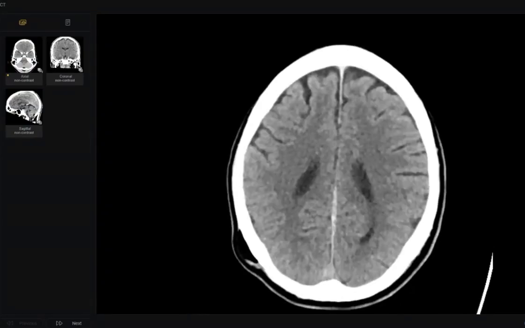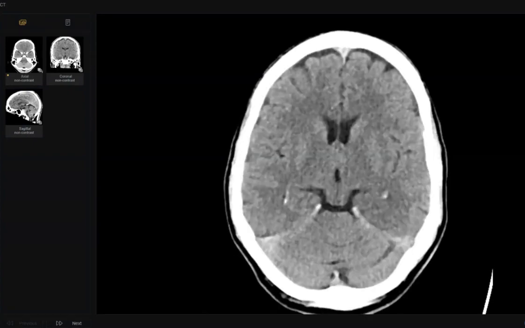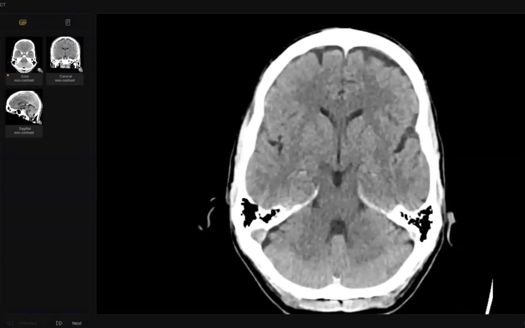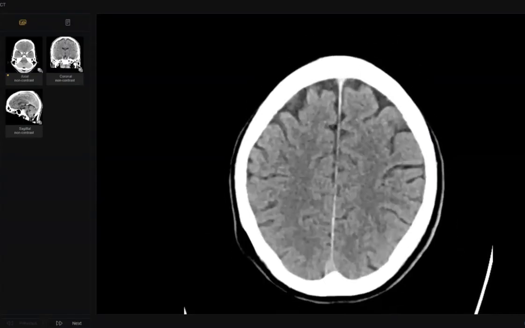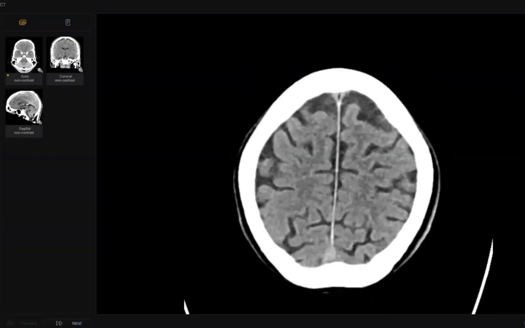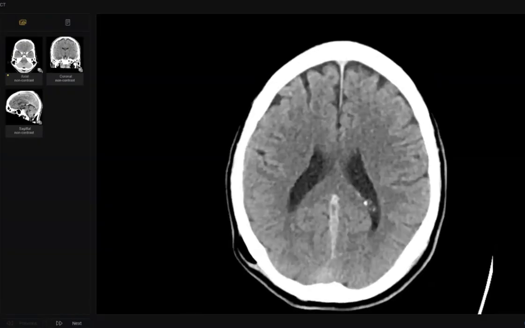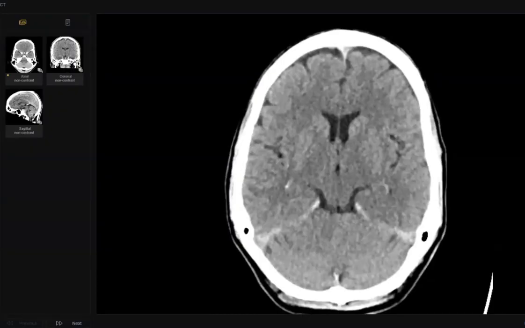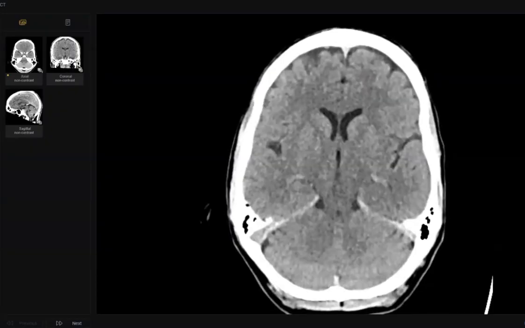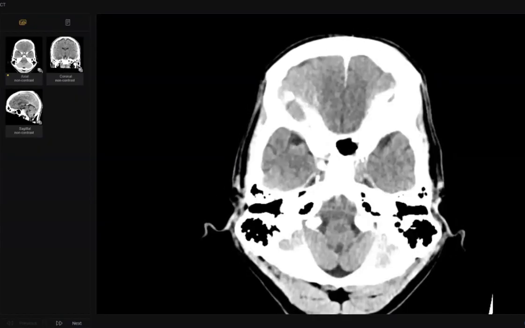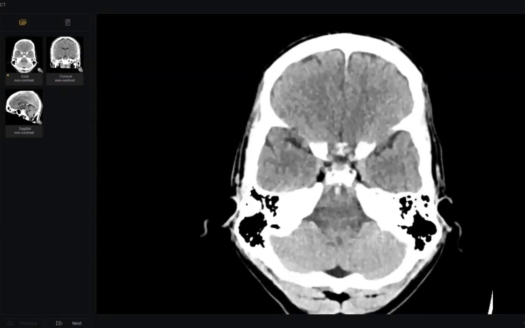So I'm provided with an axial plain CT of a 60-year-old patient who had a low Glasgow coma scale. Both the cerebral hemispheres are appearing unremarkable. There is no evidence of any midline shift. I'm not seeing any obvious large territorial infarcts. There is no hydrocephalus. The posterior fossa also appears unremarkable.